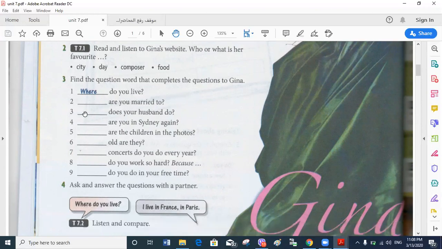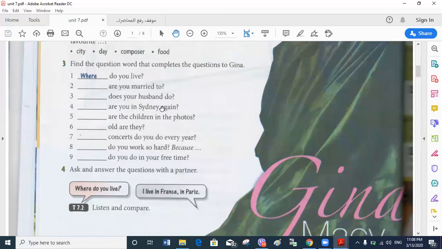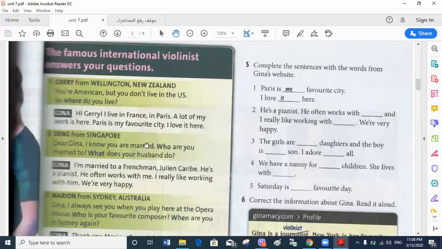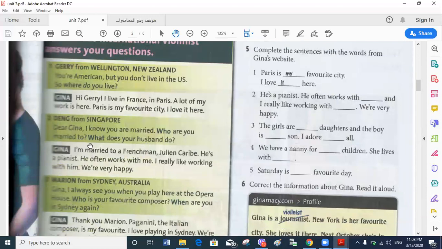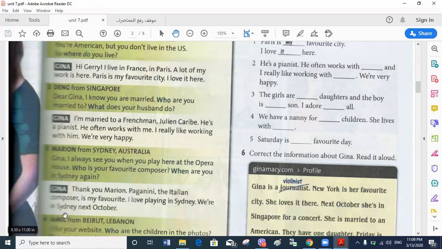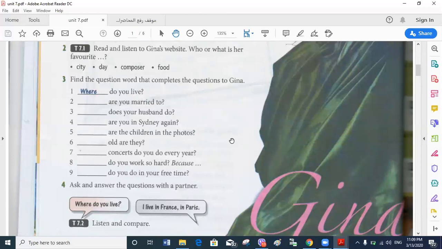For example, for number 2, blank, are you married to? So it's clear that the question is asking about a person that she married to. So who are you married to? When you go to the conversation, you'll find this question also. Who are you married to? So again, try to read this conversation and make your questions and answers for number 3.